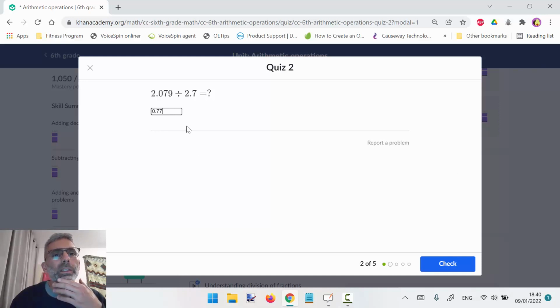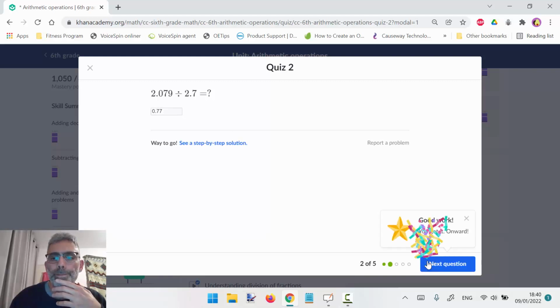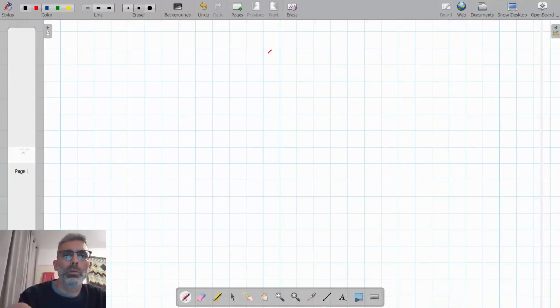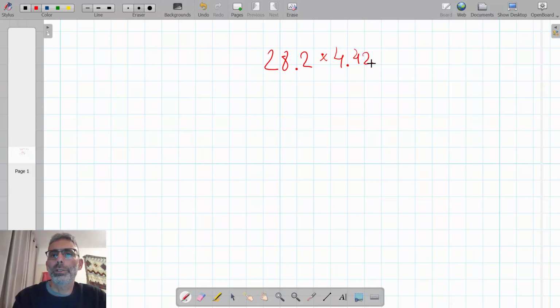Let's see if it is reasonable. Okay, 28.2 times 4.42. I do a regular multiplication. Let's put the bigger number up. 442 times 208.